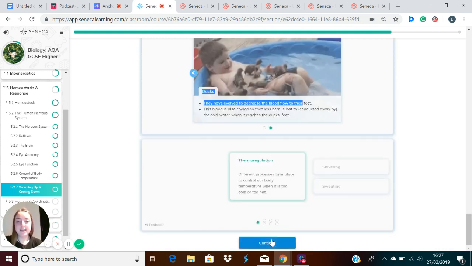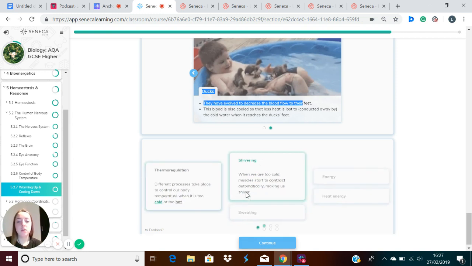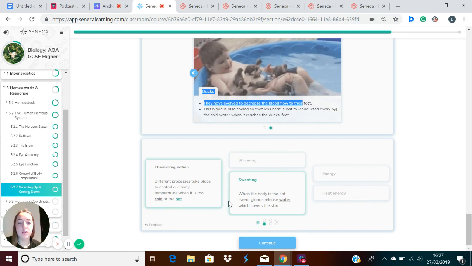Let's go back to basics. What is thermoregulation? Different processes take place in our body to control body temperature when it's too hot or too cold. When we're too cold, we might shiver. The muscles can contract automatically, making us shiver. When we're too hot, the body's sweat glands release water, which covers the skin.